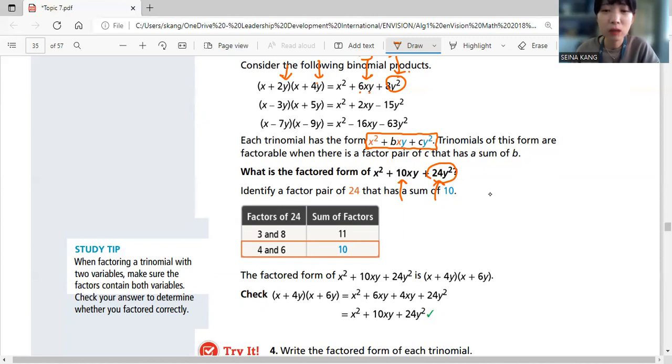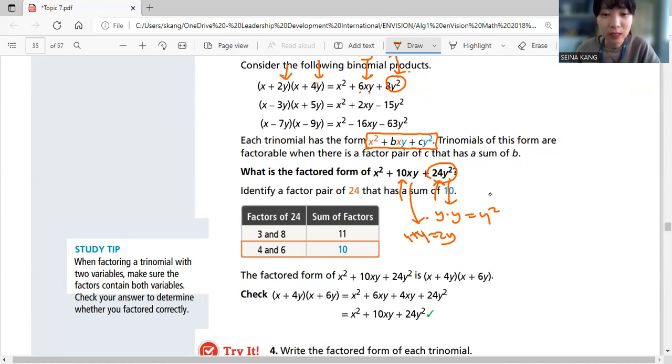And now that should be enough, because y times y is y squared, and y plus y is 2y, right? So you need to look at the form here and figure out what B and C are. So the factored form should be x plus 4y times x plus 6y.